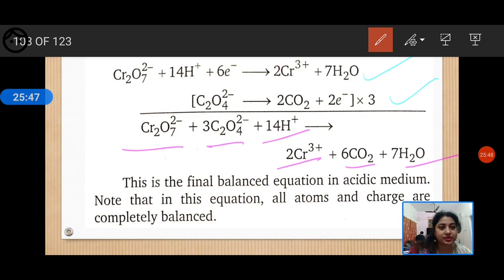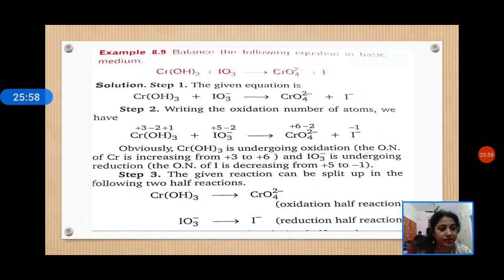So this problem was from your book example, and this has been balanced by the ion electron method. See the other example again from your book only. Balance the following equation in basic medium. For acidic medium we have to add water molecules, and for basic medium we will add OH minus, hydroxide ion.